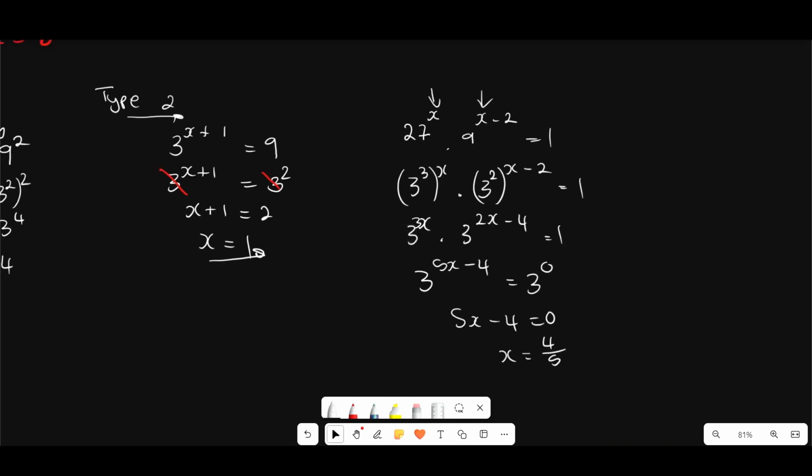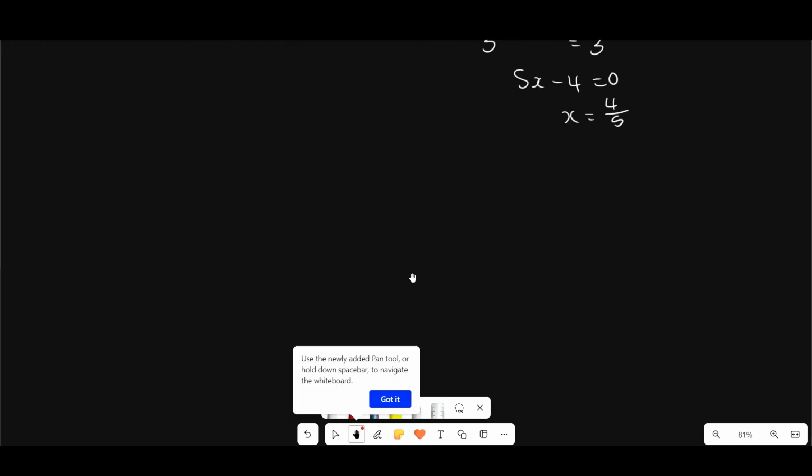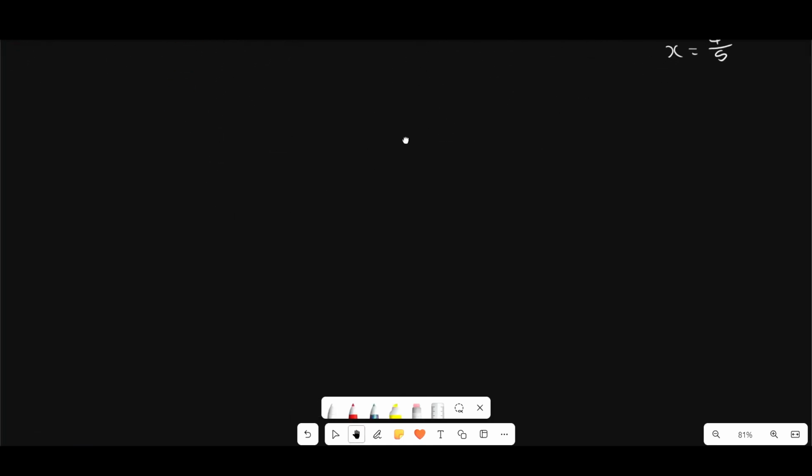Okay, so let's move on to the last type here. I want to keep this video as short as possible, so let's move on to type 3. Type 3 is basically looking at the common factor. For instance, if you have 2 raised to the power 3x plus 1, plus 2 to the power 3x, and then equal to 12.